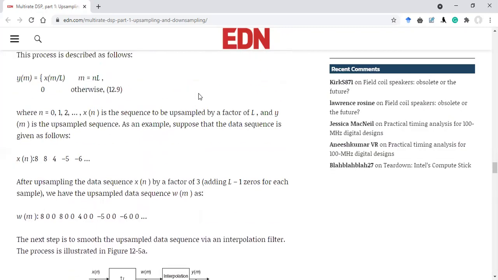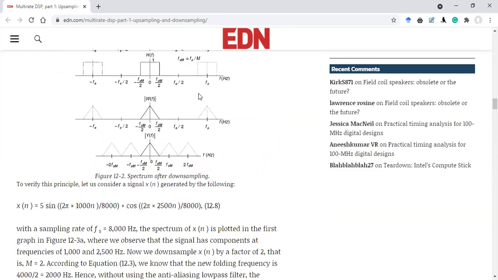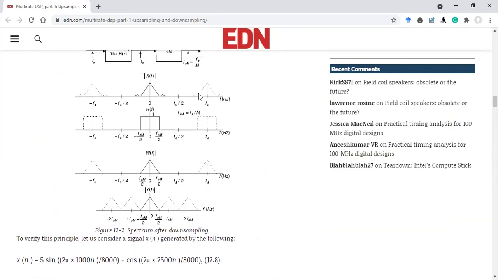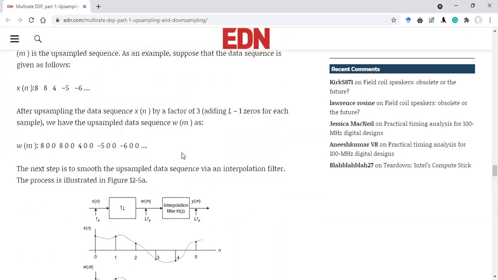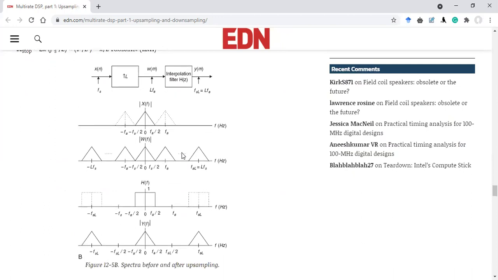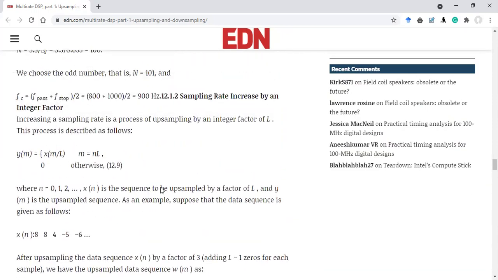The same goes for the downsampling part. Let me show you the downsampling part. So you can see that for upsampling, it is folding up and it is still in the frequency domain, in terms of f of s, before it is filtered out. So that is for that.